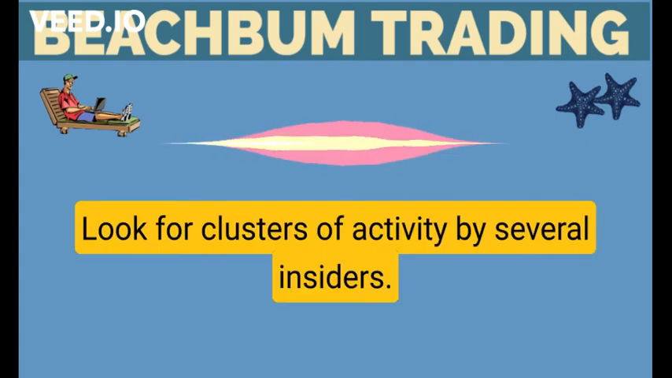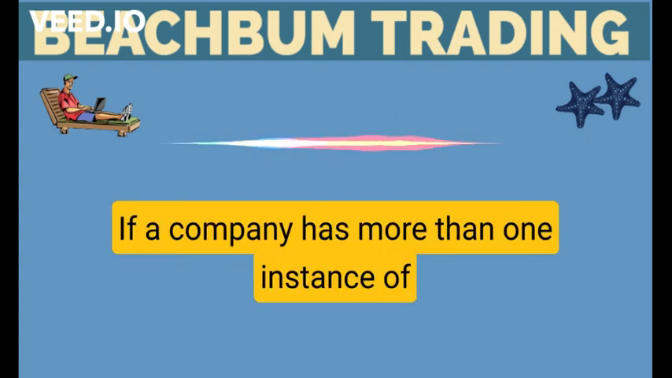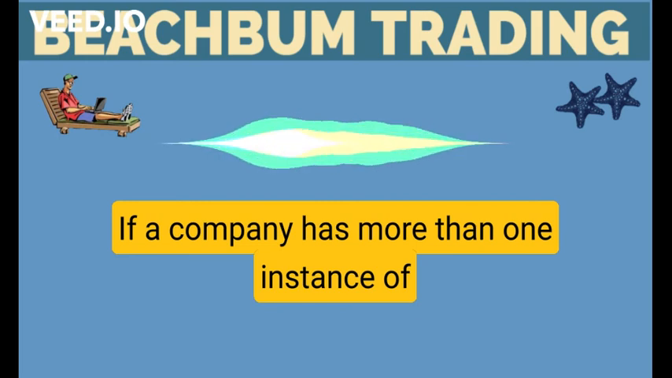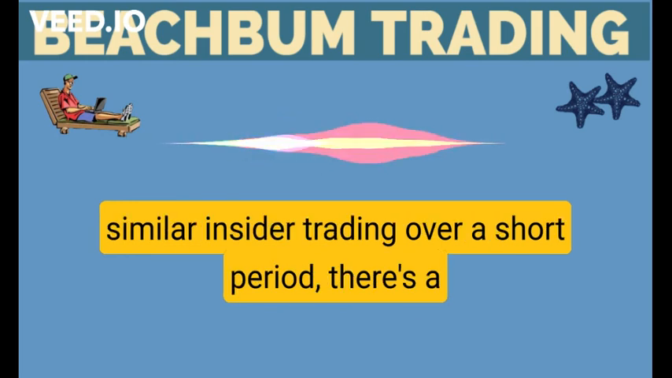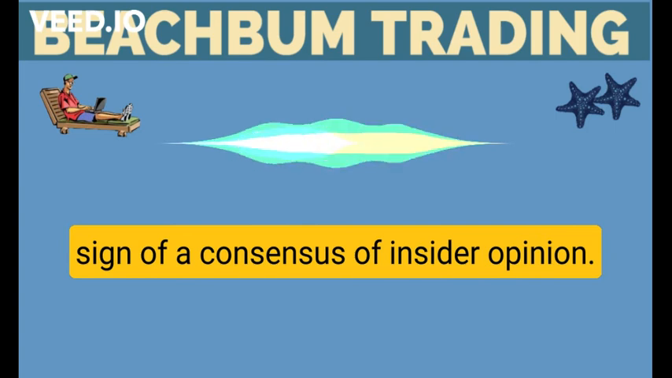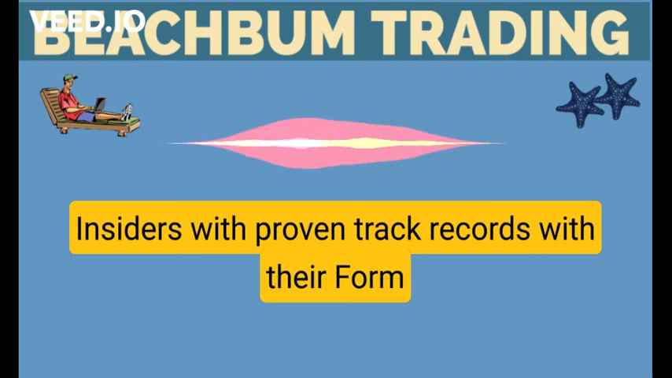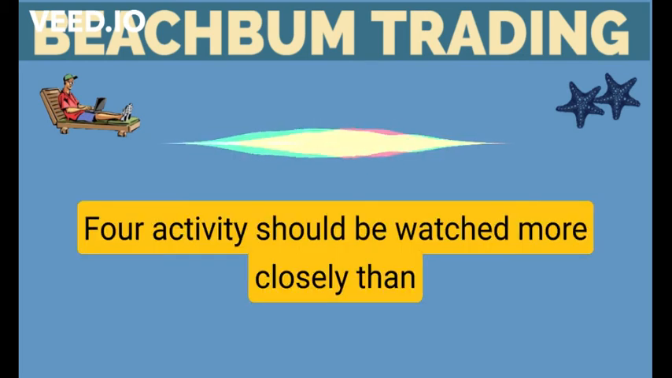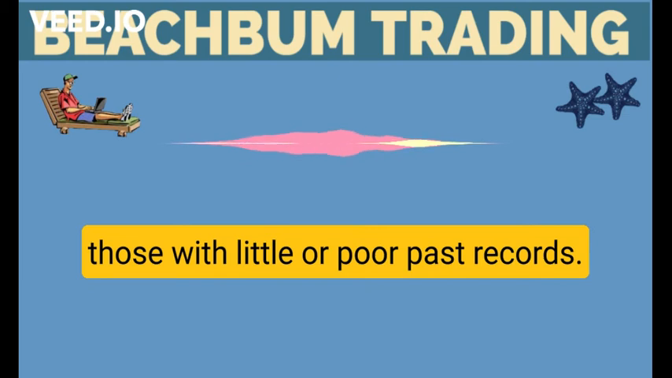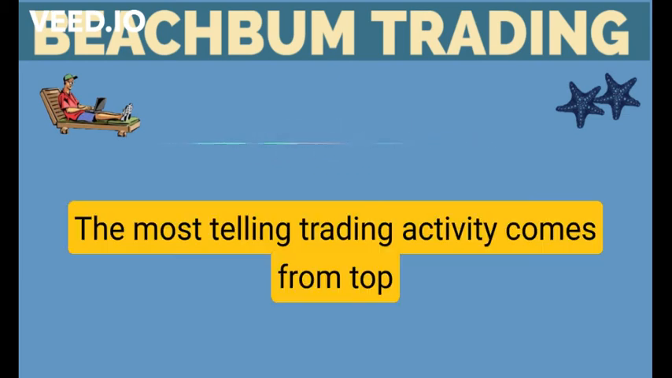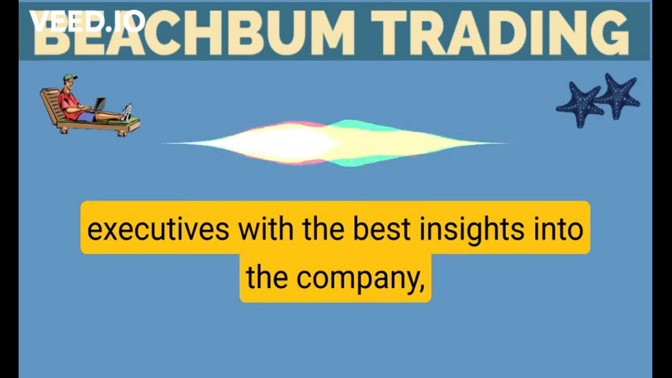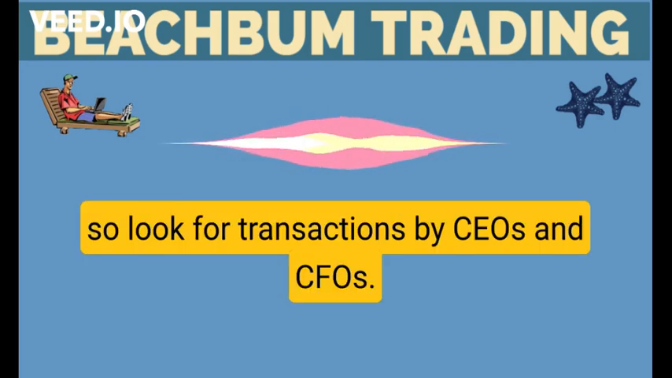Look for clusters of activity by several insiders. If a company has more than one instance of similar insider trading over a short period, there's a sign of a consensus of insider opinion. Large transactions also mean more than small trades. Insiders with proven track records with their Form 4 activity should be watched more closely than those with little or poor past records. The most telling trading activity comes from top executives with the best insights into the company, so look for transactions by CEOs and CFOs.